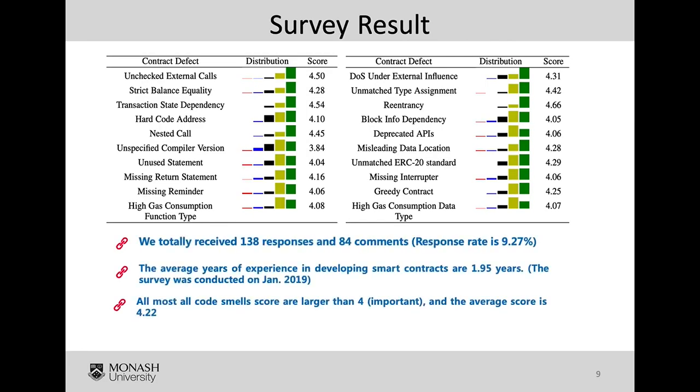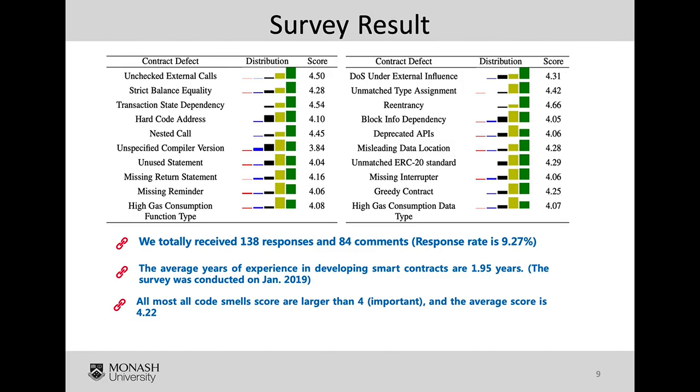We received 138 responses and 54 comments in total. The average experience in developing smart contracts is about 2 years. The results of the survey are shown in the figure.